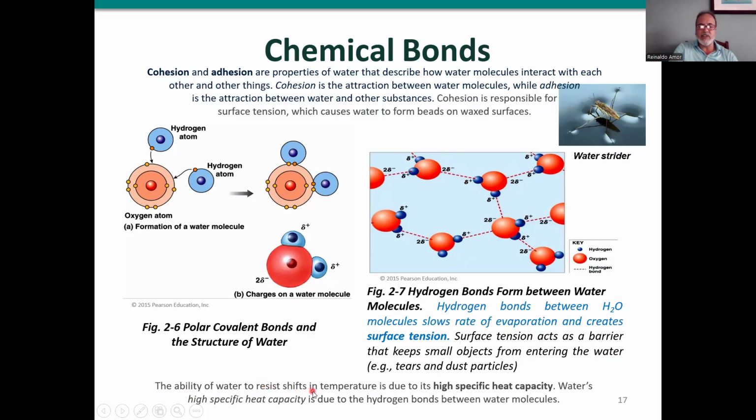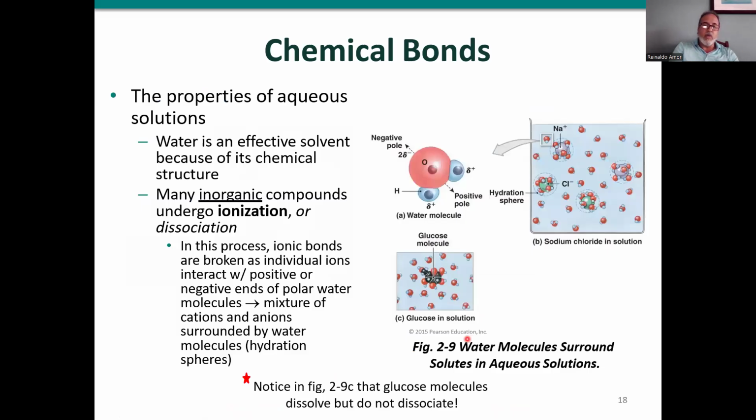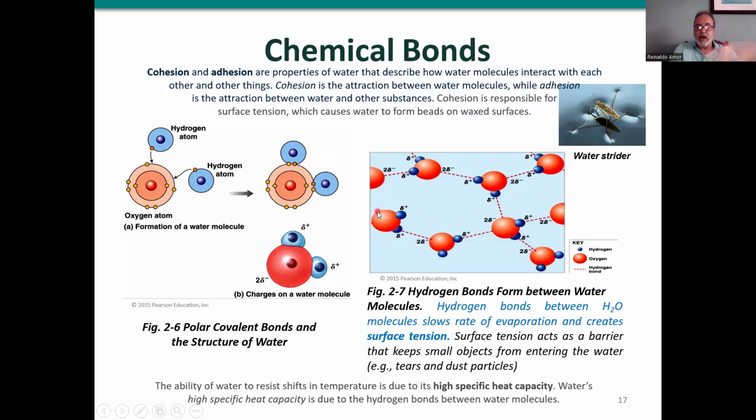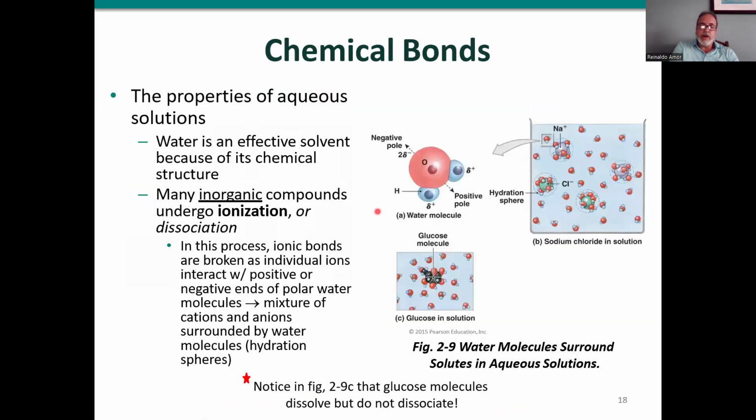The ability of water to resist shifts in temperature is due to its high specific heat capacity. Water's high specific heat capacity is due to the hydrogen bonds between water molecules. So it slows the rate of evaporation, right? Or it resists the shift in temperature. That's a property of water. That's like learning more about water. Now we're going to learn about what happens if you put a solute in water. Let's see what happens with that.